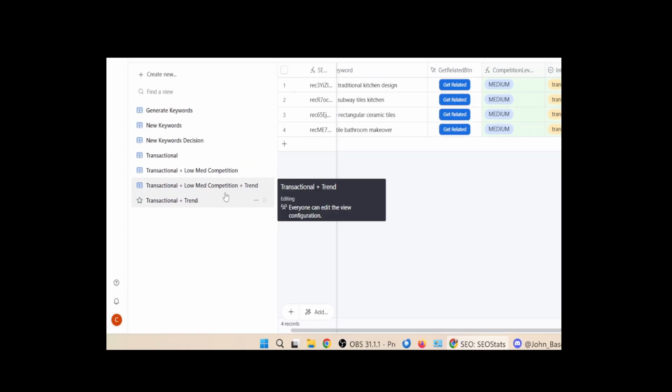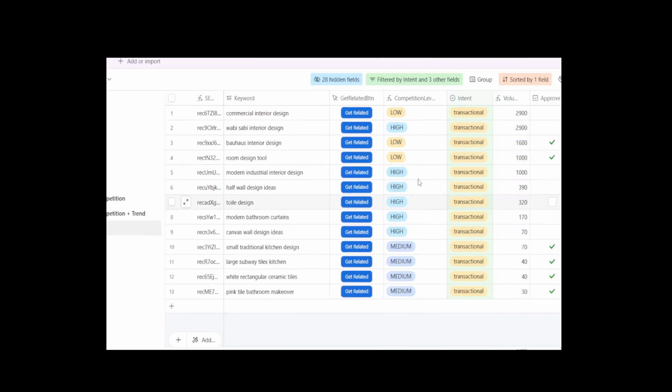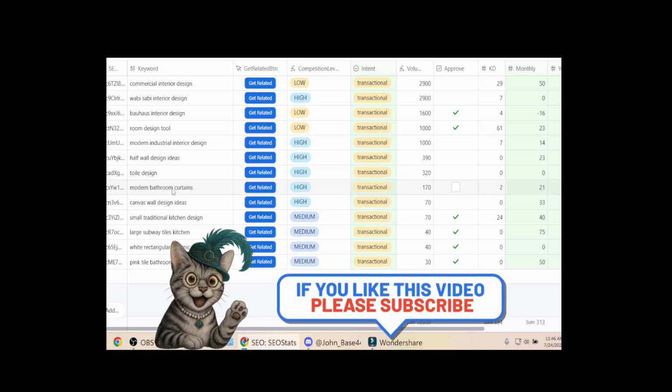And if I filtered out too much competition and I want to just go for the high competition keywords, then I can include the competition level of medium and high, and I'll get a few more choices. So these are just some of the things that you can do with data for SEO using Airtable to decide which keywords you want to use to write your next blog.